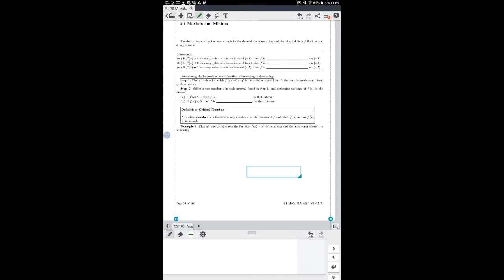If f prime of x is bigger than 0, that means if the derivative is a positive number on an interval, then the original function must have been increasing. So if you have a positive derivative on an interval, then the original function must have been increasing. It must have been rising left to right. So we could write increasing. It could look kind of straight up like a line, or it could go up steadily. But if the derivative is positive, the original function was increasing.